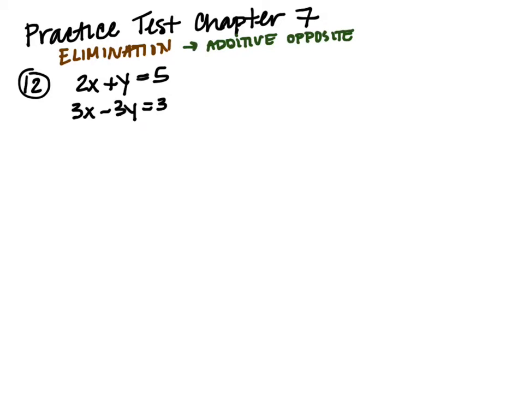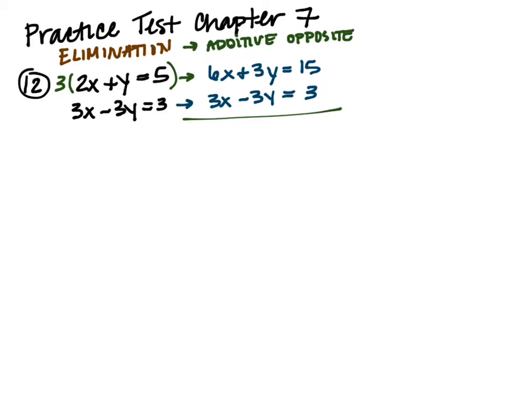In this case, I can multiply by 3 and find that 6x plus 3y is equal to 15 as my new equation. I can transfer over the bottom equation and recognize that now I have a situation with additive opposites. So the positive 3y and the negative 3y cancel. This is now going to leave me with 9x is equal to 18, which then tells me that x is equal to 2.